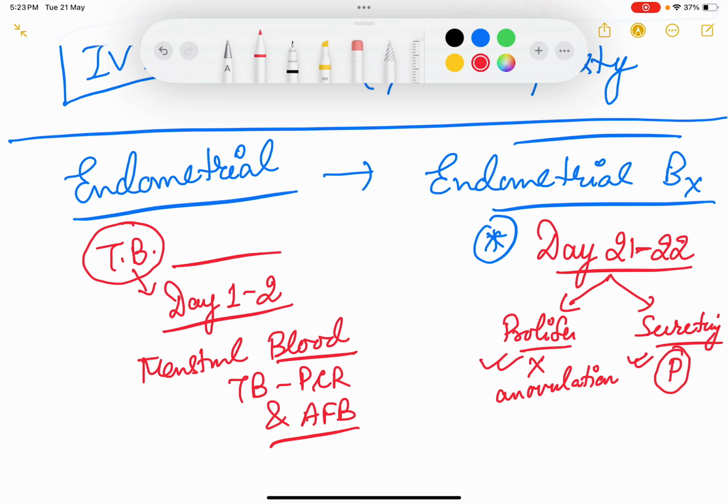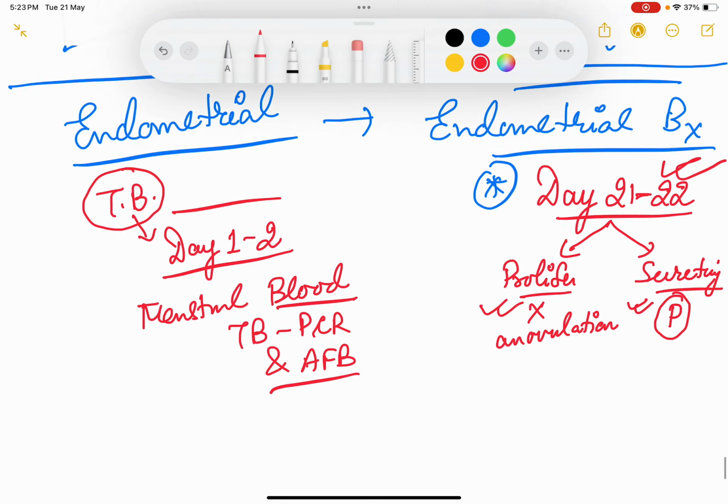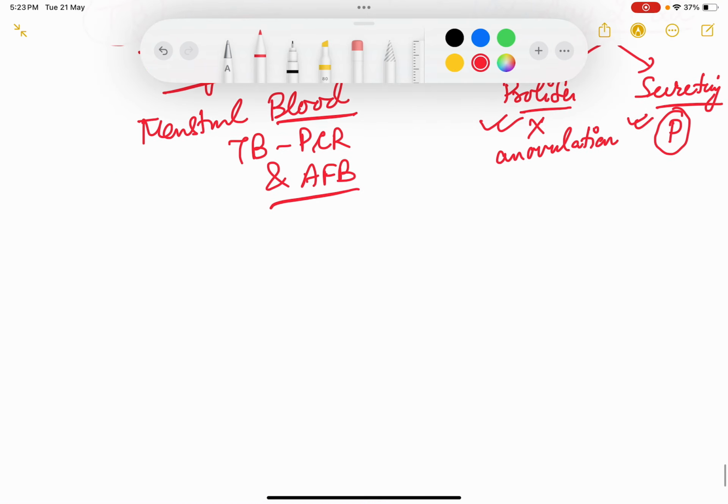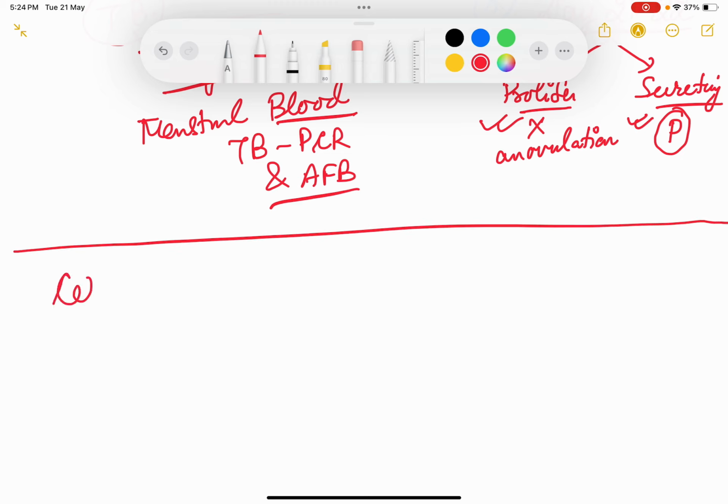If from our theory it seems that the patient has oligomenorrhea, amenorrhea, more chances of genital tuberculosis, then get the endometrial biopsy done on day 1 to 2 of the cycle. Otherwise, it is better to get the endometrial biopsy done in the second half of the cycle, where we diagnose whether there is anovulation or not. Once you have evaluated that, next we come to the cervix.